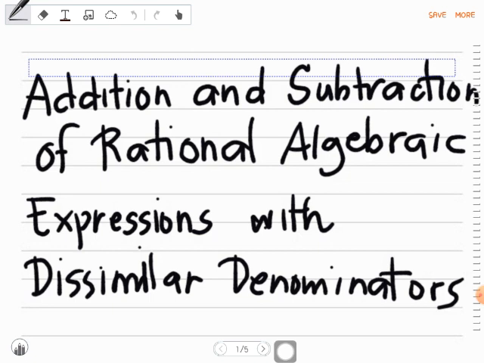And now, let's proceed to our main topic for today, which is all about addition and subtraction of rational algebraic expressions with dissimilar denominators.